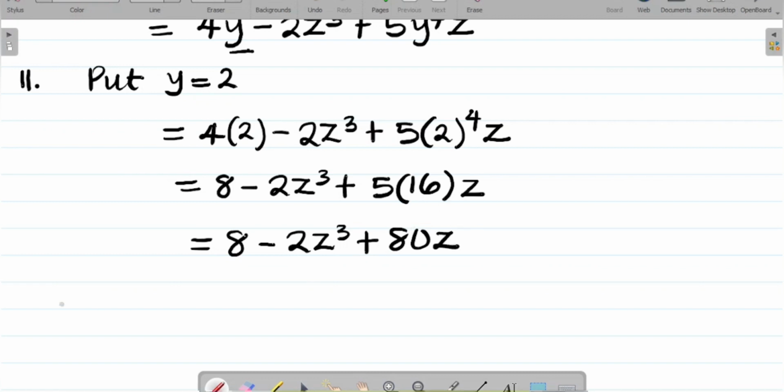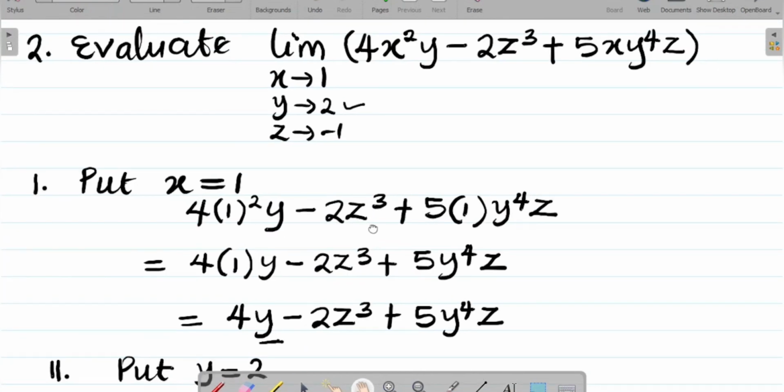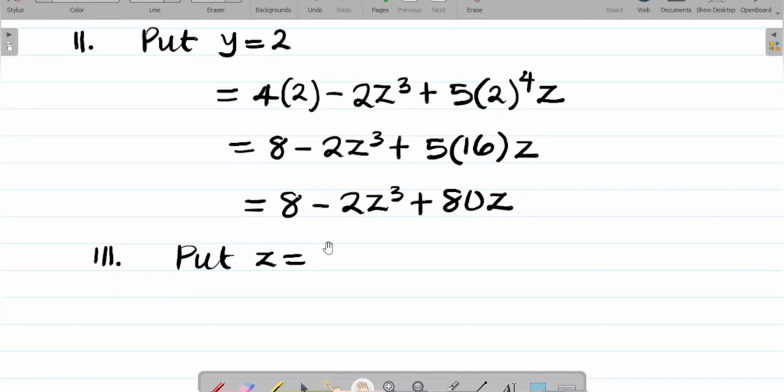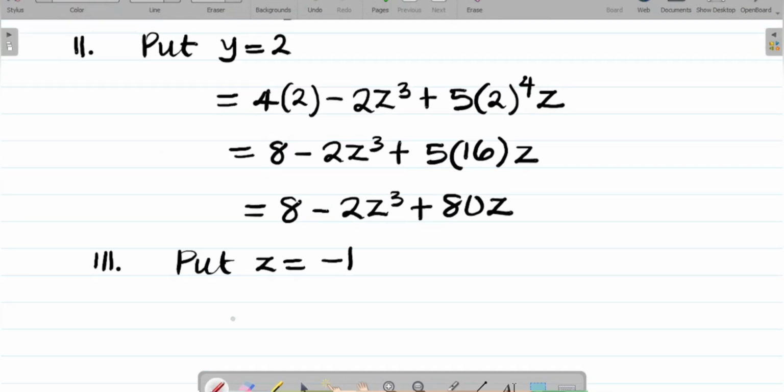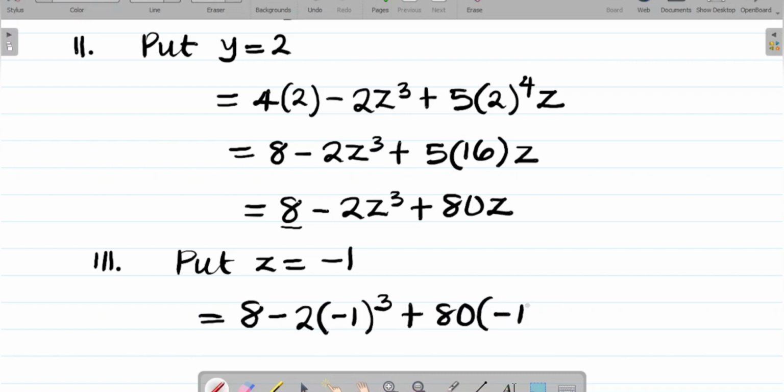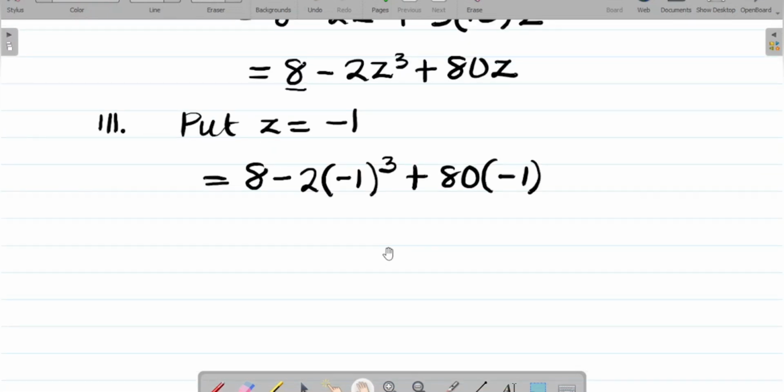Alright, so I'm here. My last task, step 3, would now be to put z as being equal to, so going back to check my question here, it gives z as minus 1. So put z as being equal to minus 1. So that will be equal to 8 minus 2 into (minus 1) all cubed plus 80 into z. z is minus 1. So I have this value here.